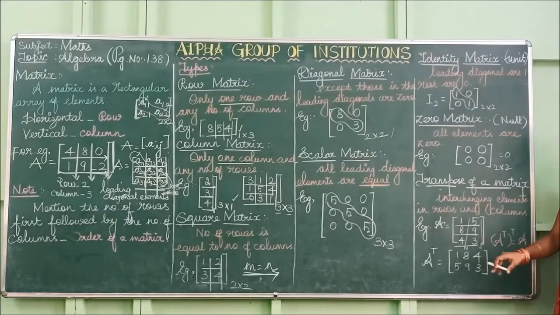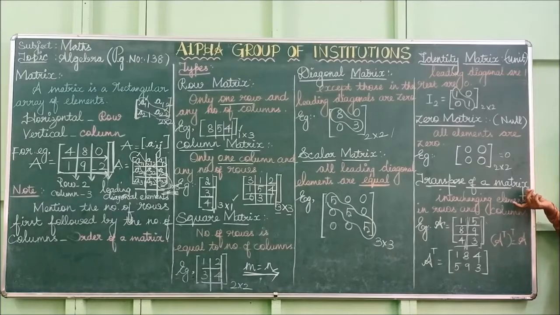Now how to transfer the elements? Columns must be changed into rows and rows must be changed into columns. First of all, taking this column, it will be written as a row. So 1, 8, 4 will be written as 1, 8, 4. Then this 5, 9, 3 will be written as 5, 9, 3. So a column is interchanged into a row and a row into a column. That is called the transpose of the matrix. A transpose whole transpose is the same A.